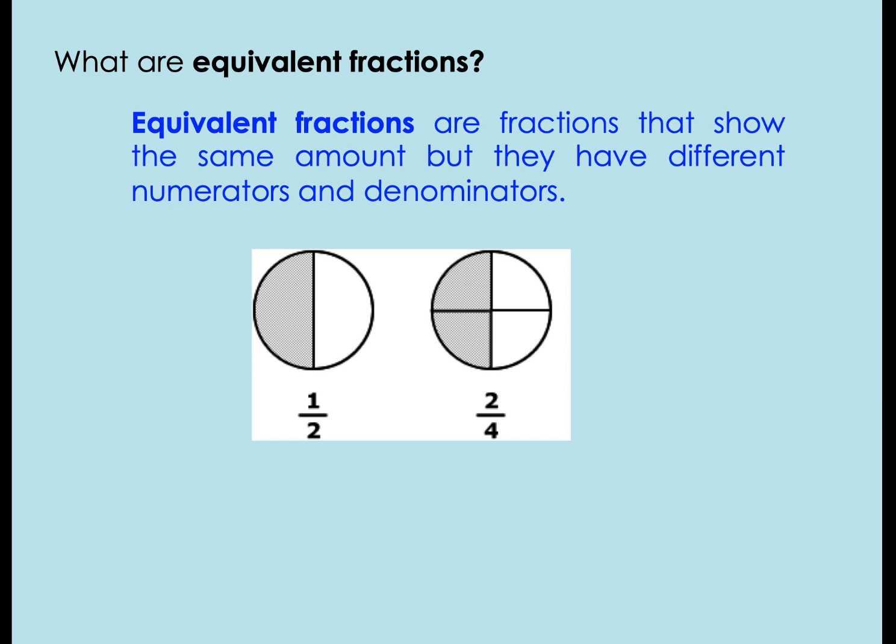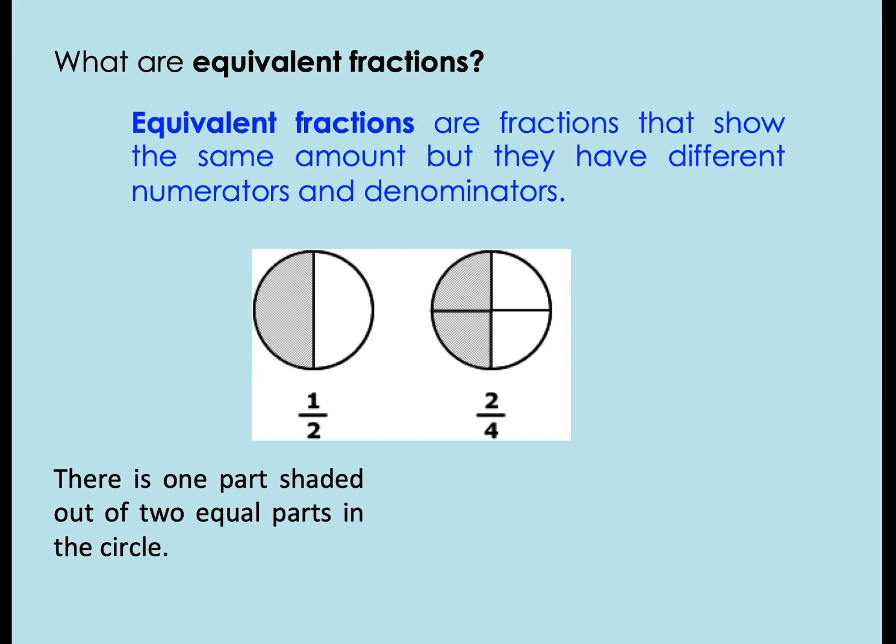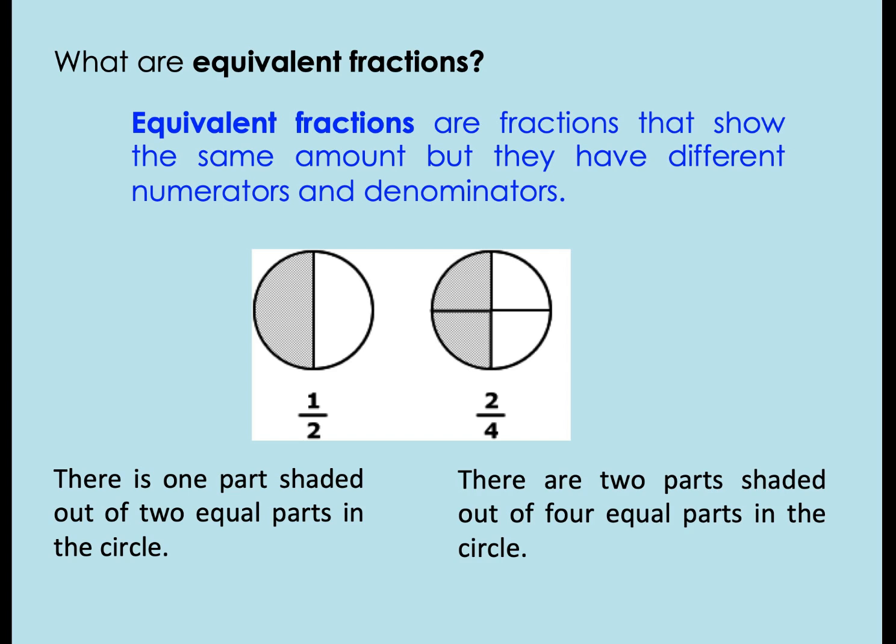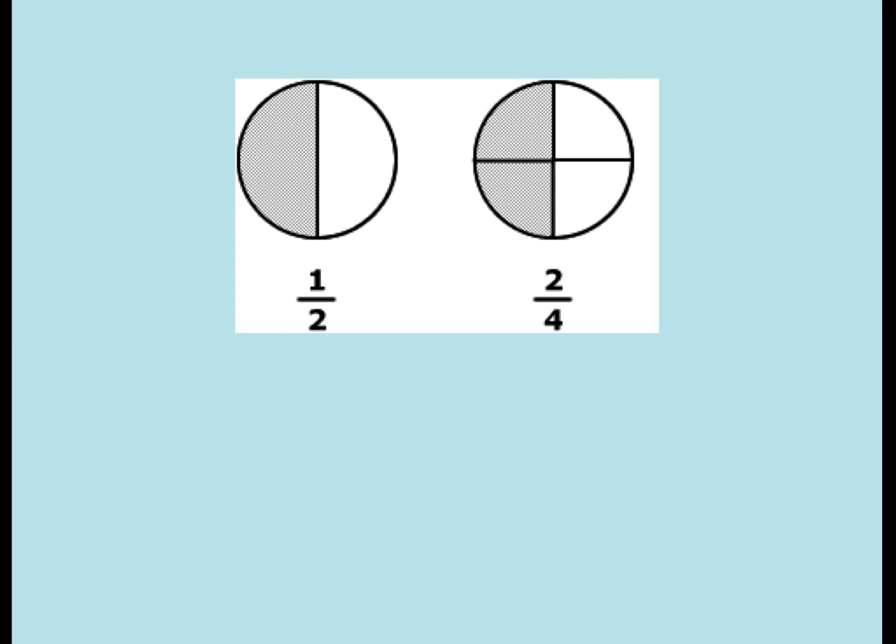If we look at this model, we can see the circle on the left has one part shaded out of two equal parts. This represents 1/2 of a whole. In the circle on the right, two parts are shaded out of the four equal parts in the circle. This represents 2/4. 1/2 and 2/4.